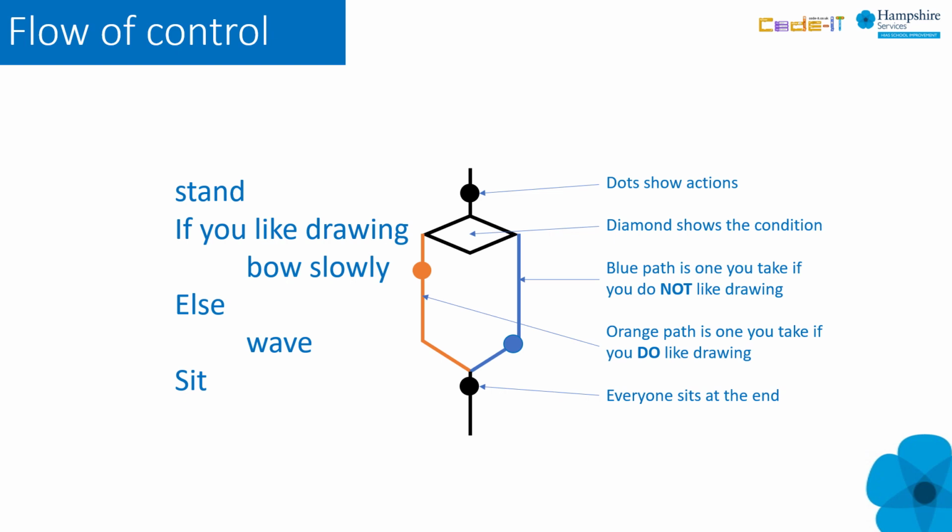Here we've used dots to show actions and a decision diamond to represent our condition. We can then demonstrate how this works by talking through the actions while tracing the flow of control on the diagram, starting at the top, going down the orange path if the condition was true, and down the blue path if it was false, pointing out that bowing slowly will be triggered if the condition was true, and waving will be triggered if the condition is false. But of course, only one pathway can be followed.